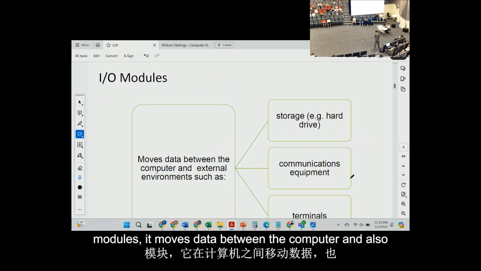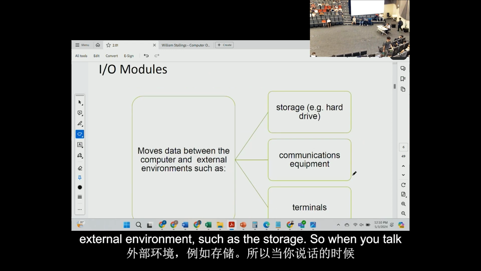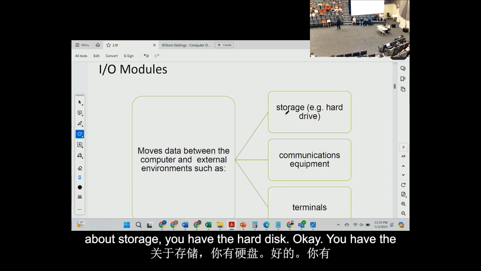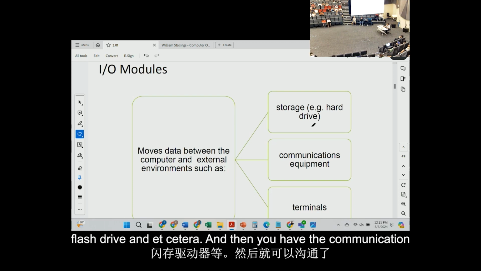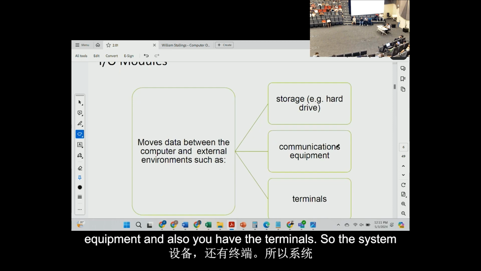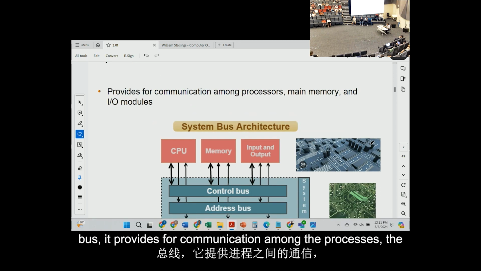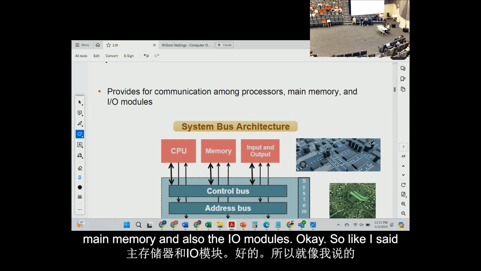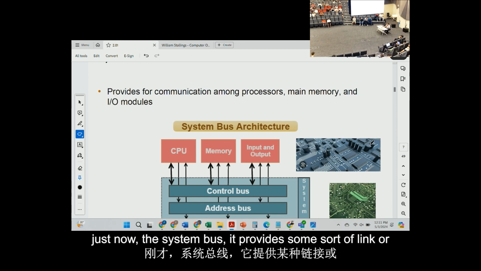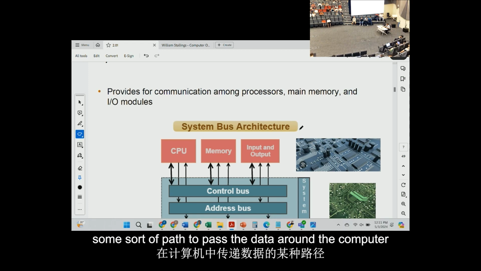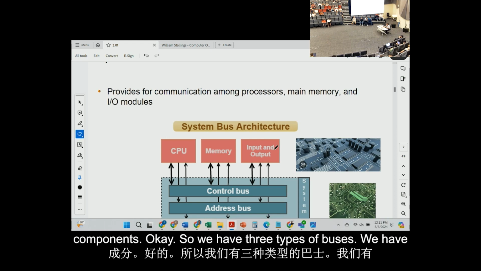IO modules move data between the computer and the external environment, such as storage. When you talk about storage, you have the hard disk, the flash drive, and so on, and then you have communication equipment and terminals. The system bus provides communication among the processors, the main memory, and the IO modules. Like I said, the system bus provides a path to pass data around the computer components.